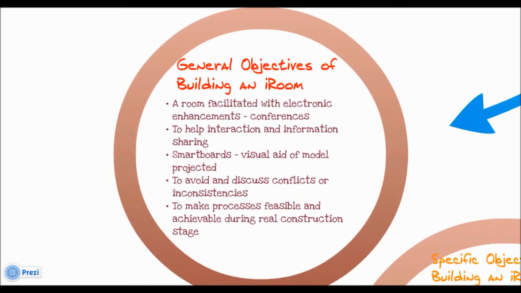Why do we build an iRoom? An iRoom is a room facilitated with electronic enhancement which can cater for conferencing needs. It helps interaction and information sharing. Inside the room, smartboards are installed. They are a visual aid of the projected model. With this projection, we can discuss and avoid conflicts and inconsistency. It also makes processes feasible and achievable during real construction stages.